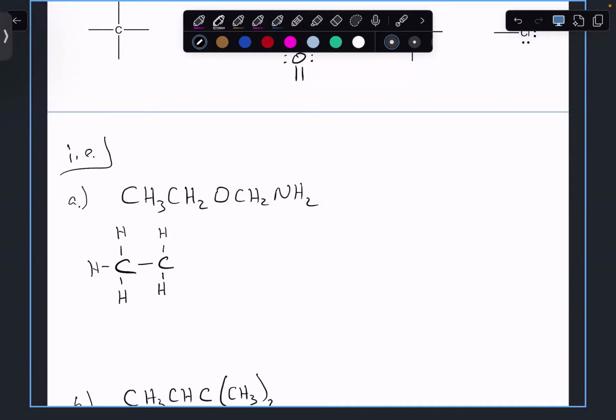Okay, so the simplest thing to do when you're trying to figure these out is just draw them out exactly as they're written. So I've drawn out my CH3, that accounts for that. Connected to the CH2, that accounts for that. Next in line, I'm going to put in my oxygen. Connected to a CH2.